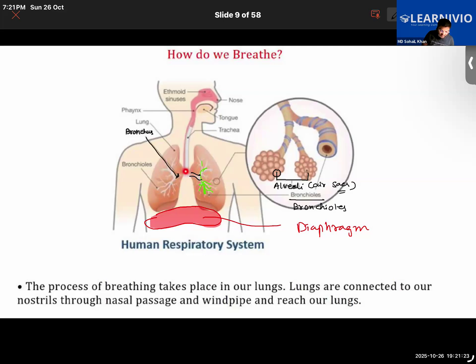Now look at this tube-like structure over here. That is normally called the windpipe. Windpipe is the common name, but we call it the trachea. That is the windpipe.